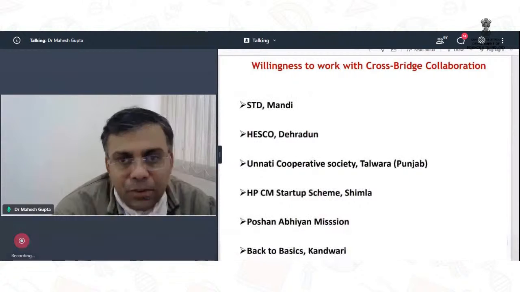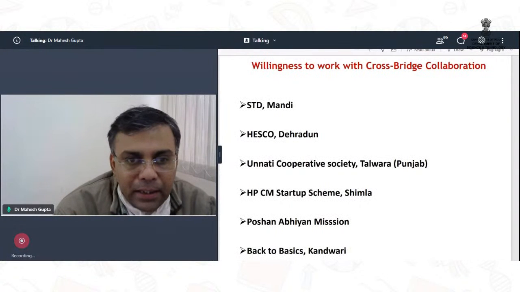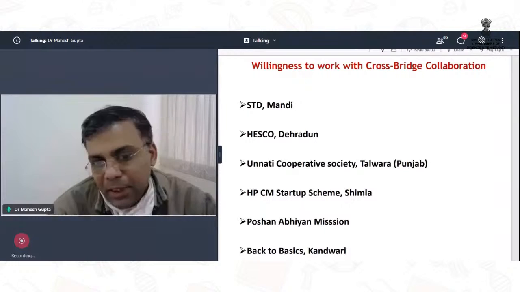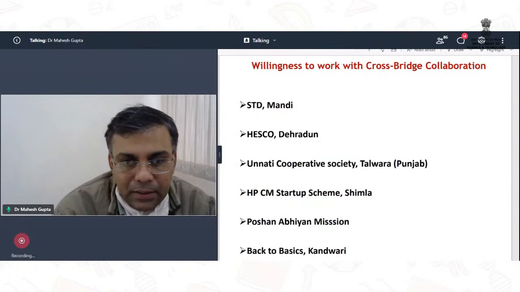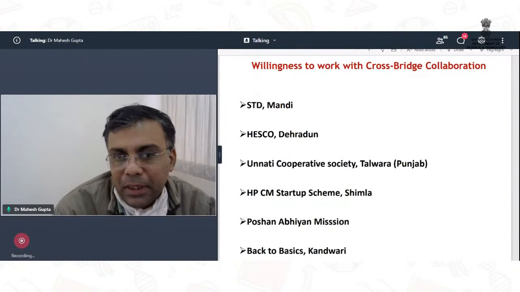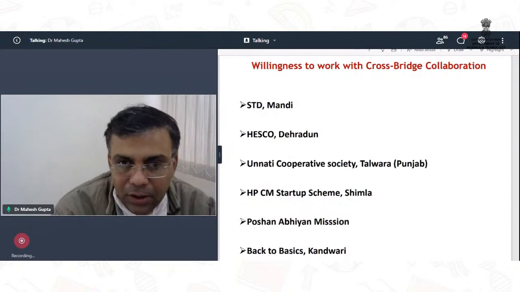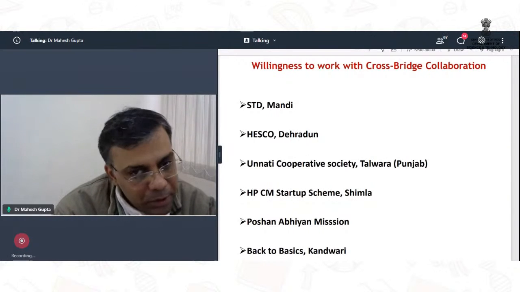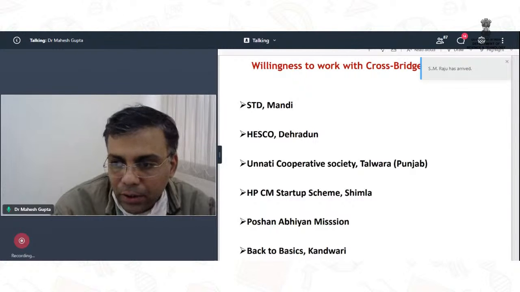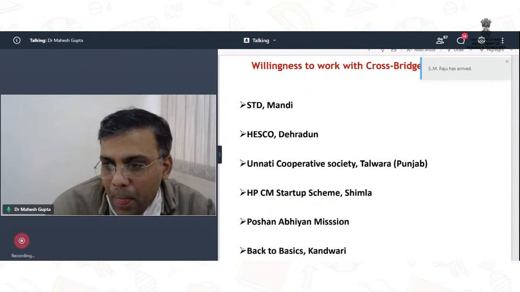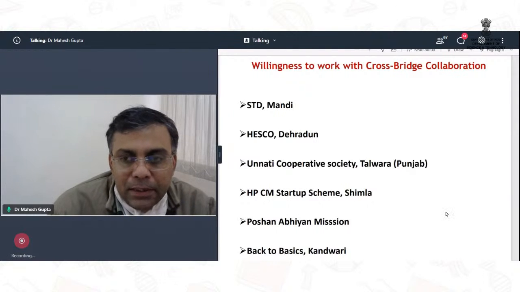We are also collaborating with SIDO Mandi, HESCO, Unnati Group, and the HP CM Startup Scheme, which is the most important in Himachal. This CM startup scheme is launched by the state government, where any youth startup can come into the scheme and get 25,000 per month as a startup sustenance allowance, learn all these technologies, and then start their own business. The institute cannot take anything from that. Next slide, please.